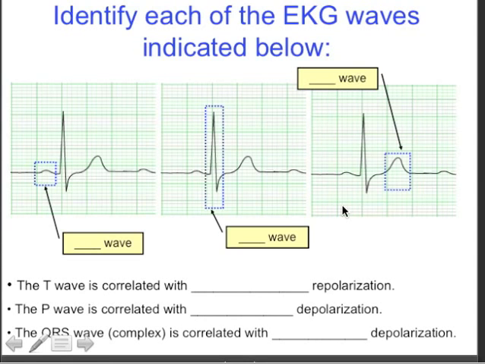This is just a recapping of what I just showed you in the first diagram. What do the different parts of the EKG indicate? The T wave is correlated with ventricular repolarization, the P wave with atrial depolarization, and the QRS wave with ventricular depolarization. Okay, so let's fill those in. Ventricular, and this one is atrial, and this one down here is ventricular.